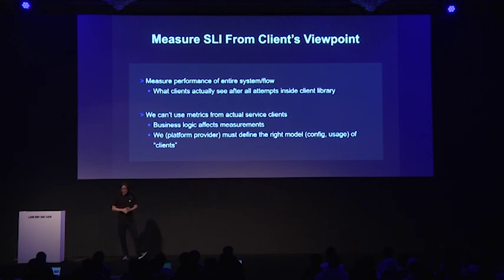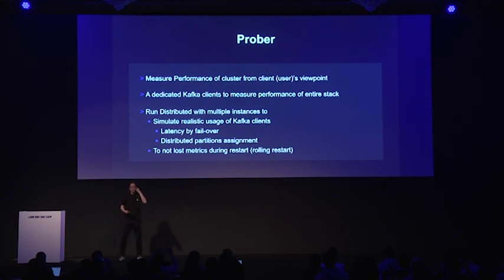In order to achieve this objective, we cannot use the actual clients used in the services in the production environment because they will be impacted by business logic. The client we use here needs to be configured in an ideal way and implemented in an ideal way. To achieve that, we created a component called Prover. This is a dedicated client for measuring performance.